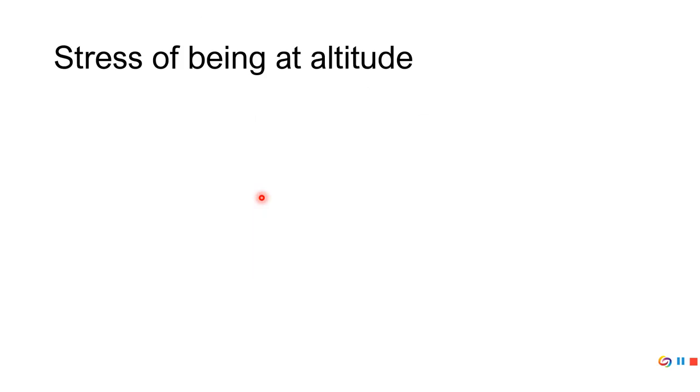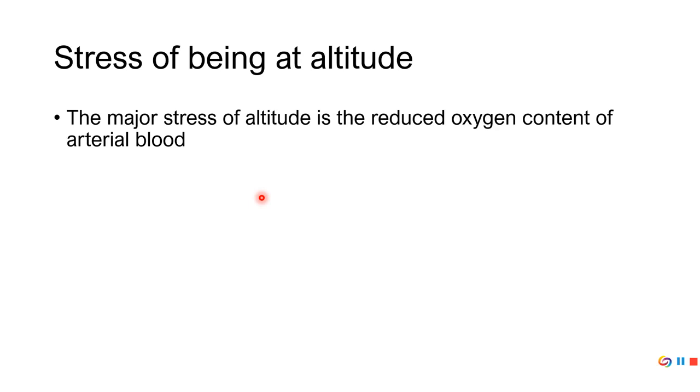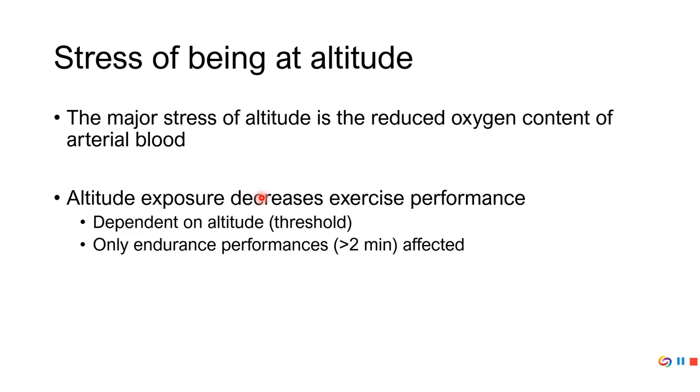So when we're at altitude, the main thing is there's just less oxygen. Like, that's the big issue. Okay, and so as a result, exercise performance is decreased, and the percentage decrease, or the magnitude of the decrease, is dependent on how high in altitude you are. But it's important to remember that it's endurance performances that are affected. So those activities that start to rely on the oxidative systems.